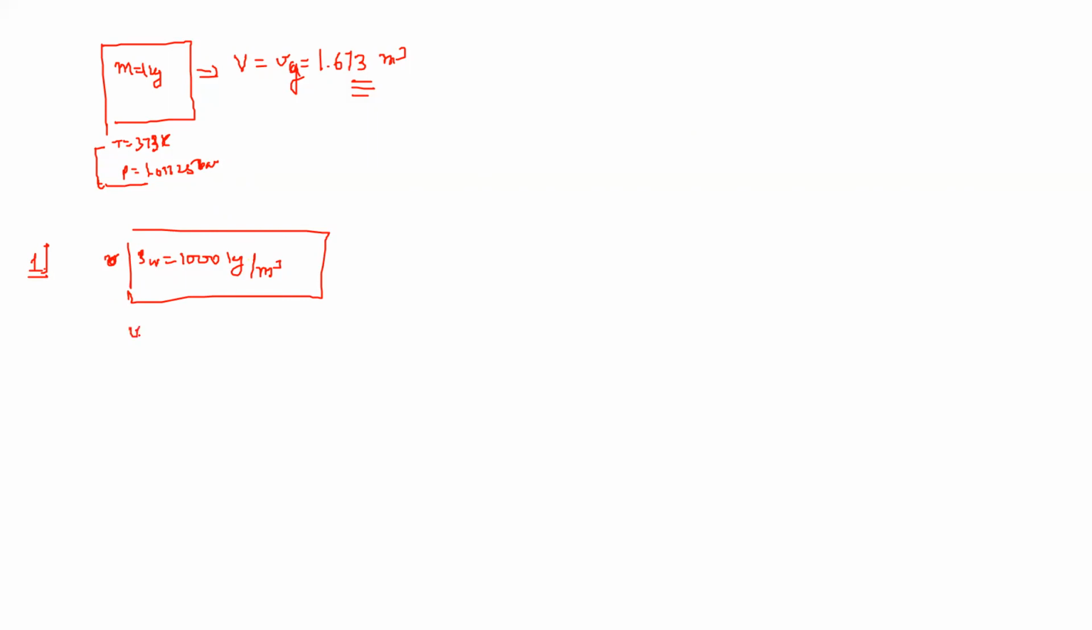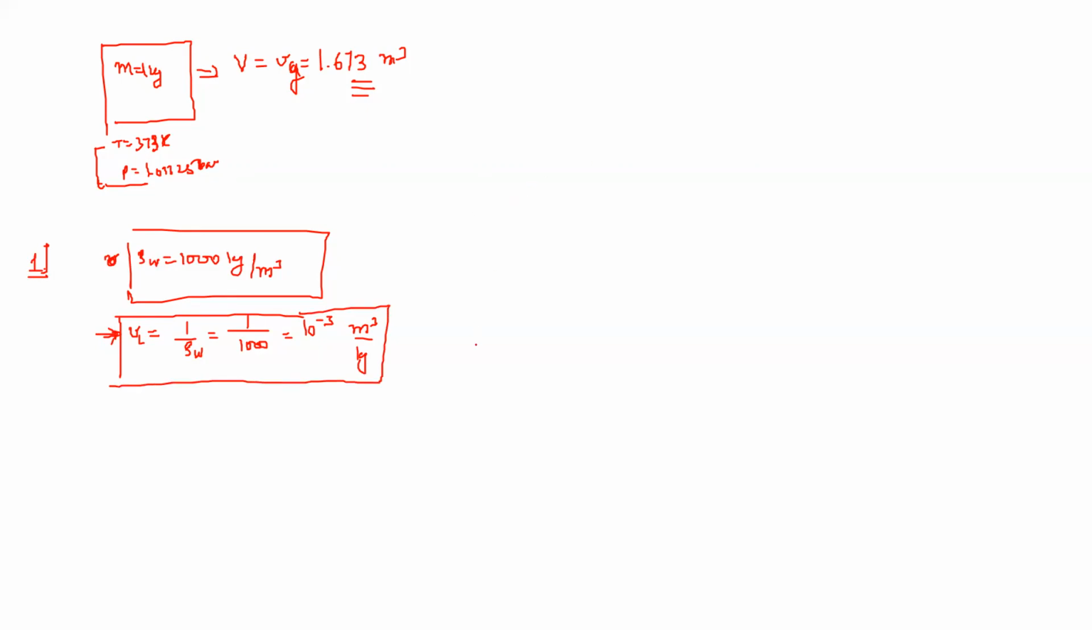So in that case, the specific volume in the liquid phase is 1 upon density, the specific volume of saturated liquid. So that is going to be 1 upon 1000, that is 10 to the power minus 3 meter cube per kg. This is my specific volume of saturated liquid.